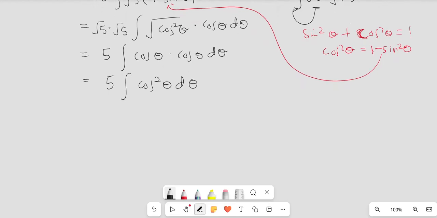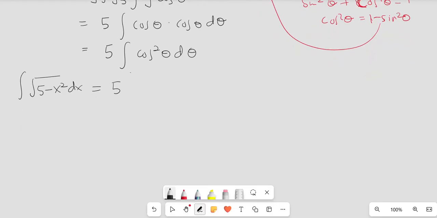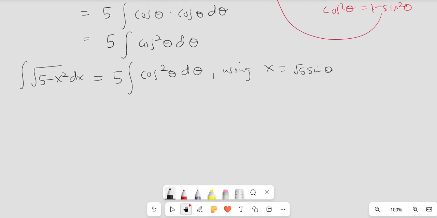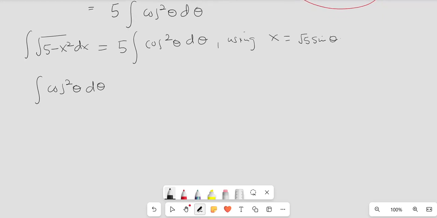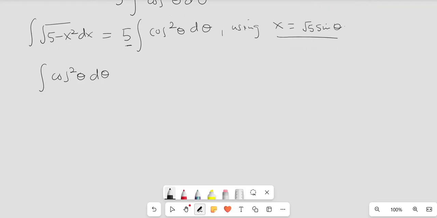So our original integral, the square root of 5 minus x squared dx, has been reduced to 5 times the integral of cosine squared theta d theta, using the substitution x equal to the square root of 5 sine theta. So our task now is to evaluate the integral of cosine squared theta d theta. When we get that, we can multiply by 5 and then turn everything into the x world using this expression. So how do you integrate cosine squared theta d theta?